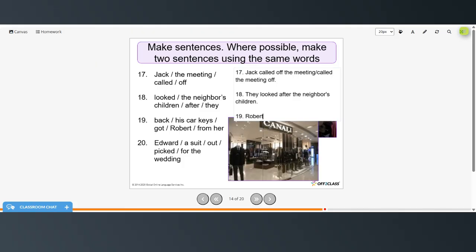Robert got back his car keys from her, or got his car keys back from her. And Edward picked out a suit for the wedding.